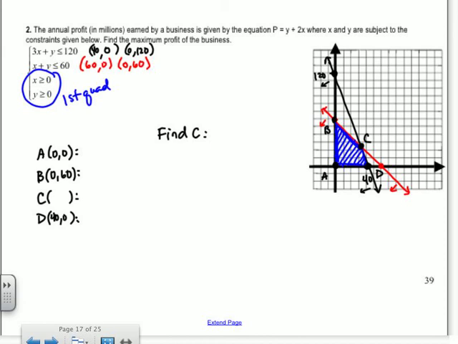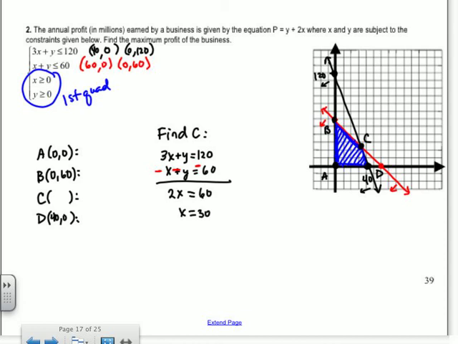Okay, so think about the two lines that are intersecting to get C. Do you guys have those lines in your head? You see them? The first one was 3x plus y equals 120. The second line was x plus y equals 60. I'm going to multiply the bottom equation by -1, so I'm going to make all the signs the opposite of what they were, so that when I add straight down, the y's will go away. So I get 2x, y's go away, equals 60, so x equals 30.